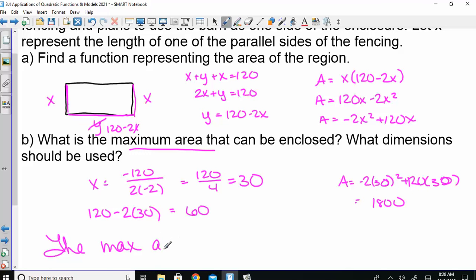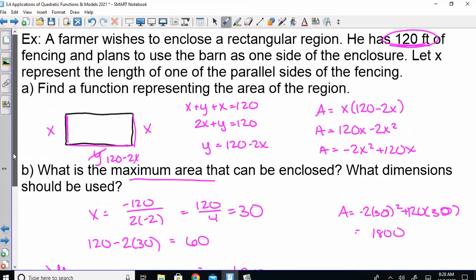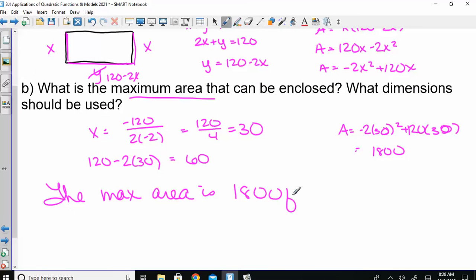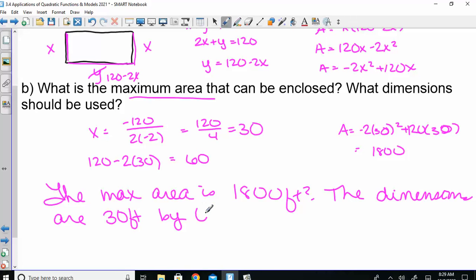So, the maximum area is 1,800. We were in feet, so square feet. The dimensions are 30 feet by 60 feet.